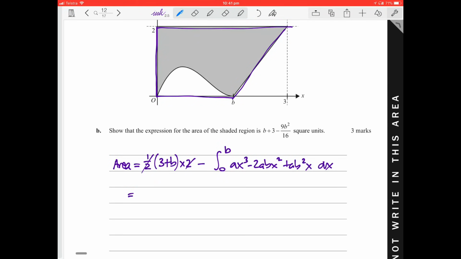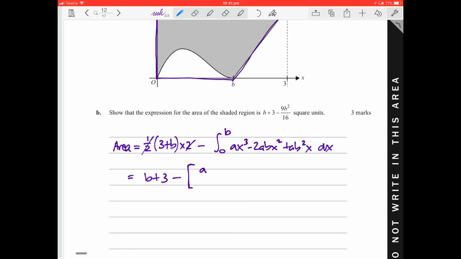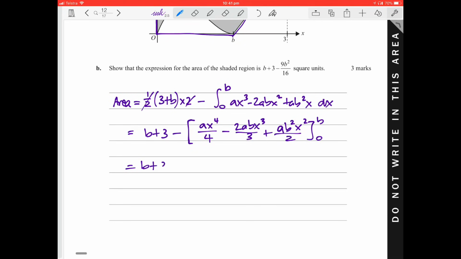Okay, so here they're going to cancel. So I'm going to have b plus 3 minus, let's have a look at this. I'm going to have ax⁴ on 4 minus 2abx³ on 3 plus ab²x² on 2 between b and 0, which we know is b plus 3. This will be the decider if it works or not. ab⁴ on 4 minus 2ab⁴ on 3 plus ab⁴ on 2 minus 0, because they've all got x's in them, so that's going to be 0.